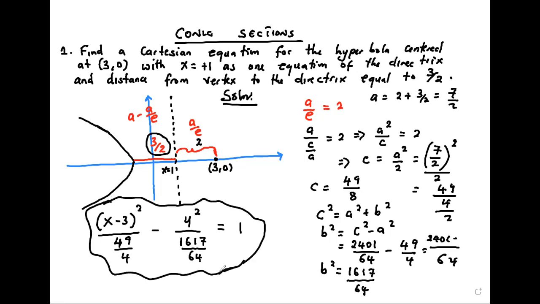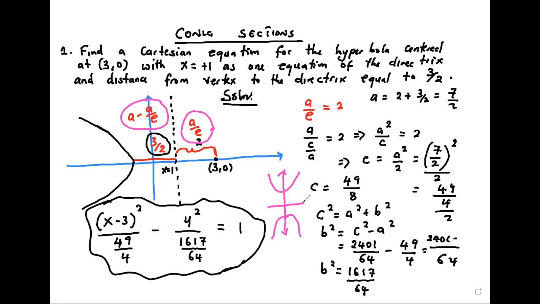So the key concept is knowing that the distance from the vertex to the directrix is given by a minus a over e. We subtract a over e because the distance from the center to the directrix is a over e. Now this question, you had it as an example. In the example in the class, you were given the one that was vertical, something like that.